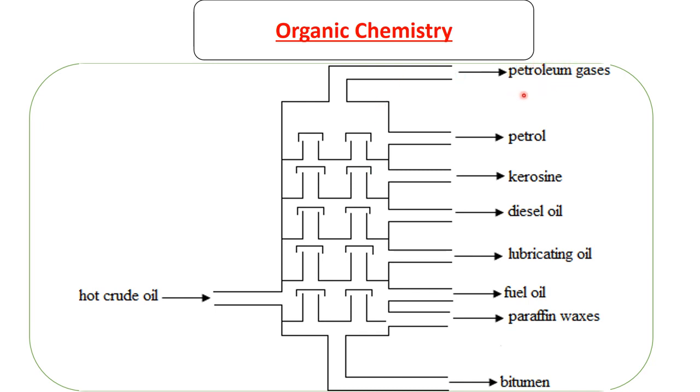So petroleum gas has the lowest boiling point, which by now you should know is related to the number of carbon atoms, meaning that petroleum gas has fewer carbon atoms as compared to petrol. Petrol has a slightly higher boiling point and separates second. After petrol, kerosene follows, then diesel oil, then lubricating oil, then fuel oil, then paraffin waxes, then bitumen. So bitumen has the highest boiling point.